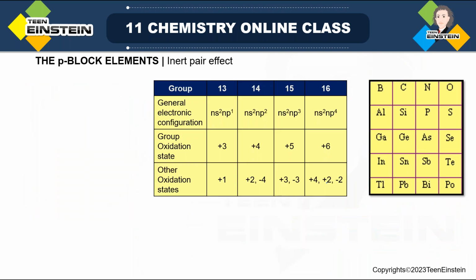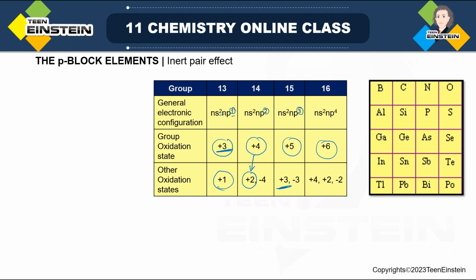So now you can see in a better way. For group 13, this is the group oxidation state. Then 14, 15, 16. So +3 oxidation state you are getting when you are removing all the ns2 np1 electrons. Total 3 electrons you are removing, you are getting group oxidation state +3. But if you are only removing this one, then you are getting +1. If you are only removing np2, you are getting +2. If you are removing these 3, you are getting +3 oxidation state.